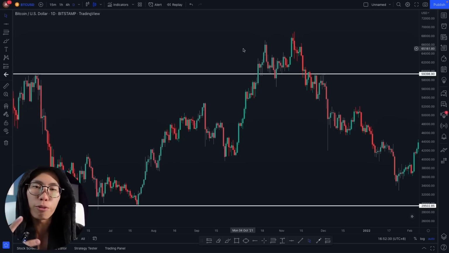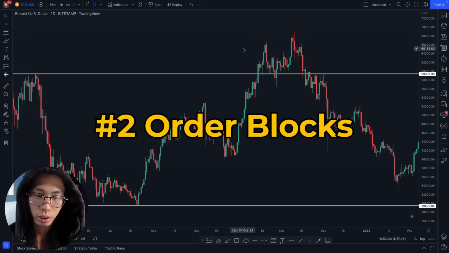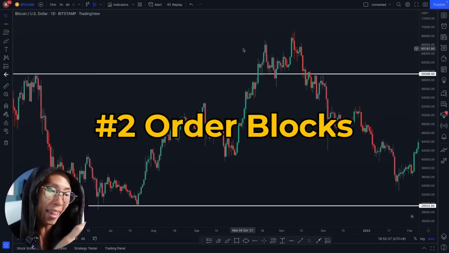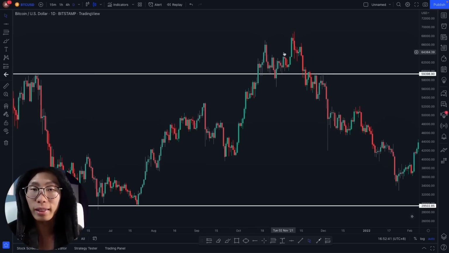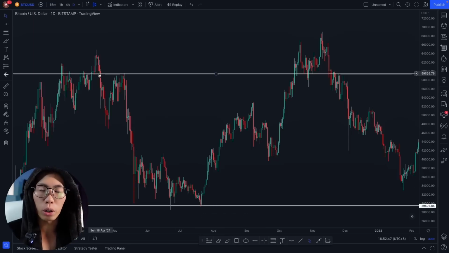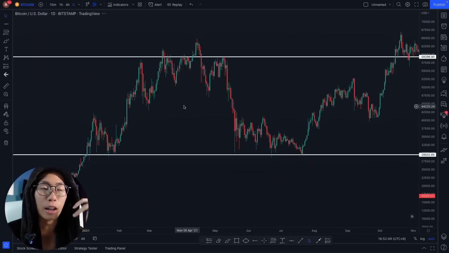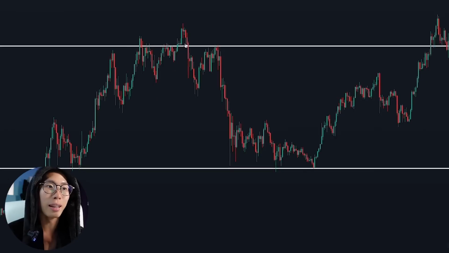The second method to find a key area of interest is by using order blocks. So an order block is basically an area where the smart money and big banks like to enter and exit. So how do you spot order blocks? You spot order blocks by looking for strong reversals like this.